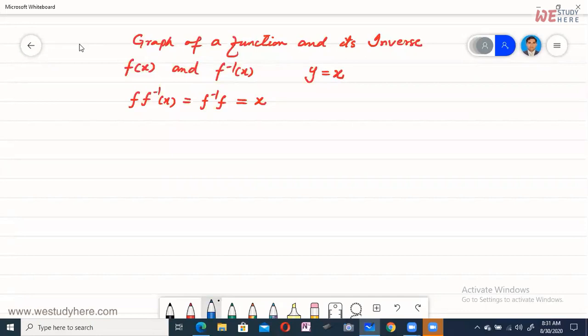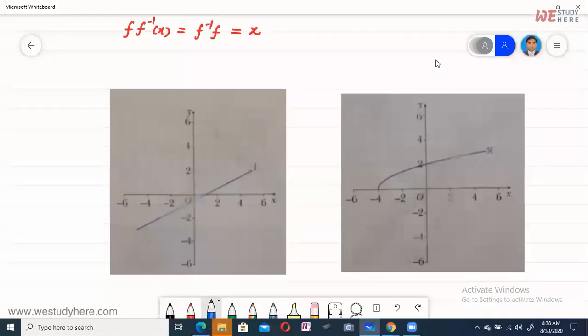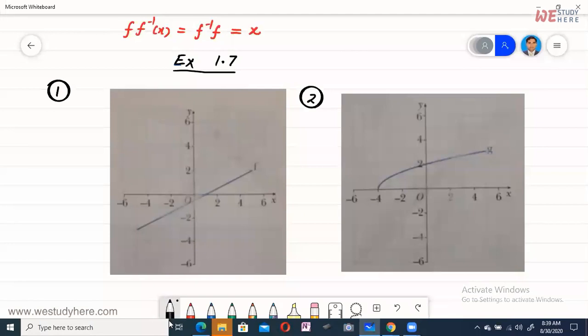Now I will give you some problems related to this topic. Now we are going to start exercise 1.7. Question number 1 and this is question number 2.